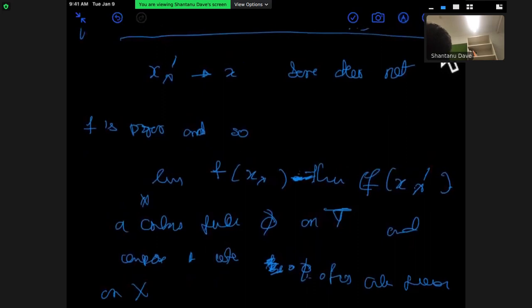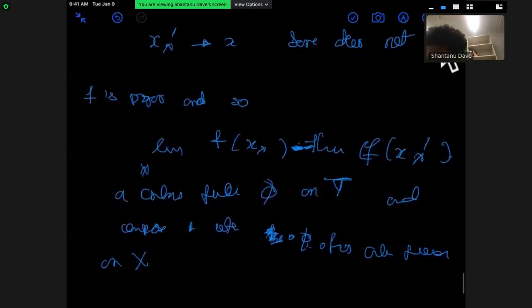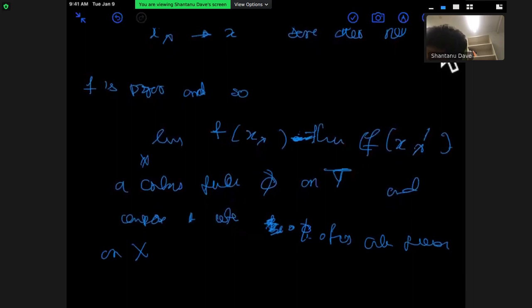So the first thing is that this is well defined, and it's well defined because these two limits should be the same because f is proper. What you have to always remember is that properness means that the inverse image of compact sets are compact sets.